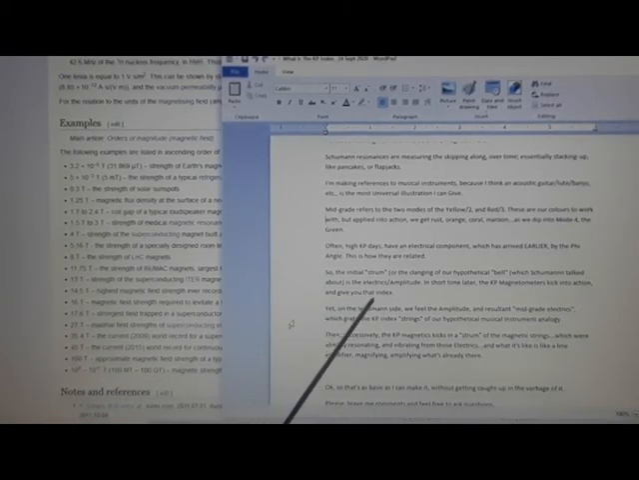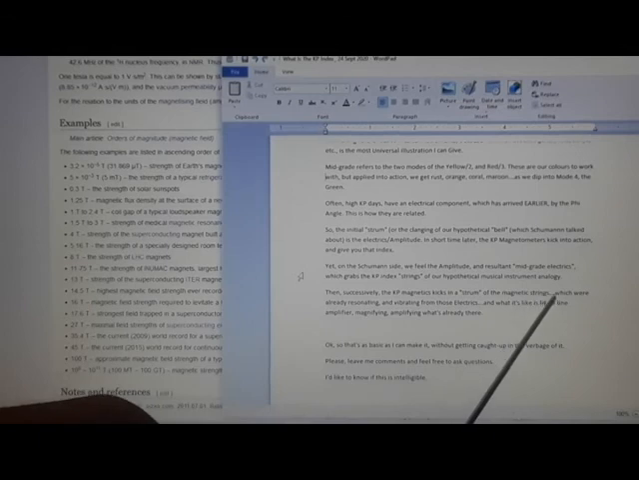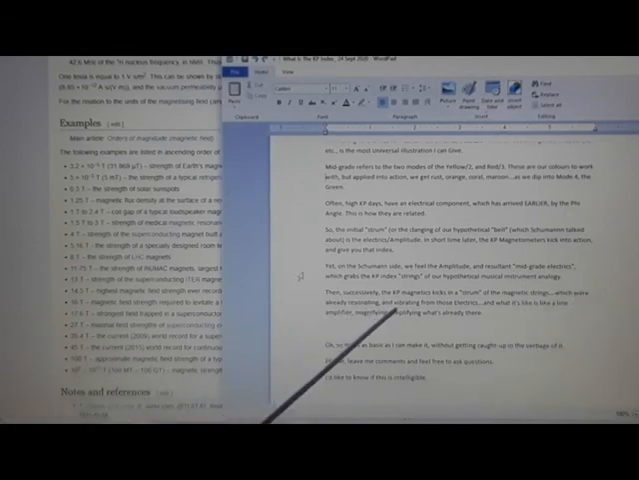So, the Schumann side, we feel the amplitude and the resultant high-grade electrics, which grabs the KP index strings of our hypothetical musical instrument analogy. Then, successively, the KP magnetics kick in with a strum of the magnetic strings, which were already resonating. They're always there. And those magnetic strings are the resonant frequencies of 7.83, 14.1, 22-ish, 27-ish, 33-ish. So those are the always running strings of the Schumann resonances that are generally in the green.